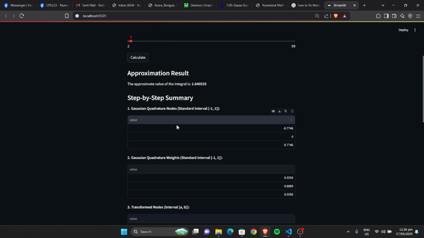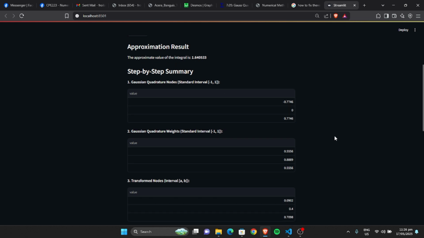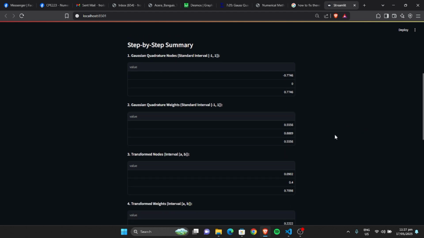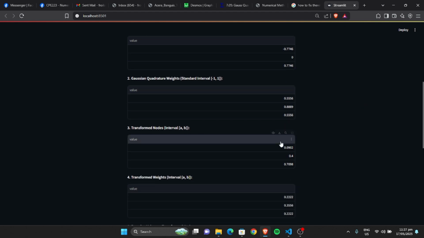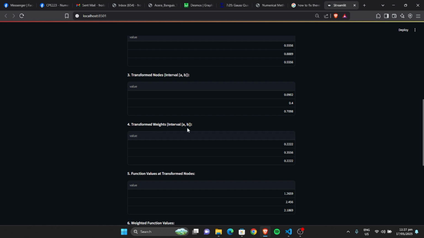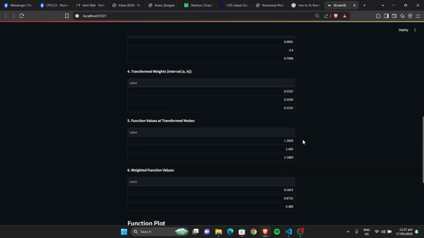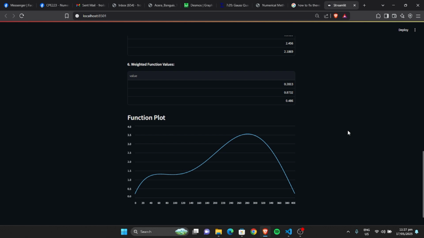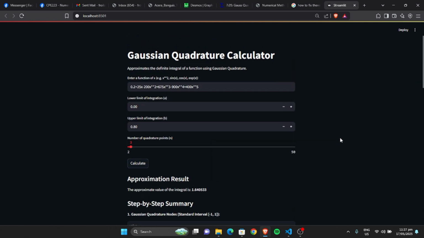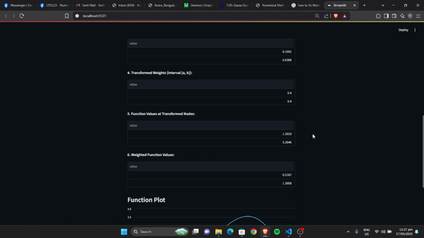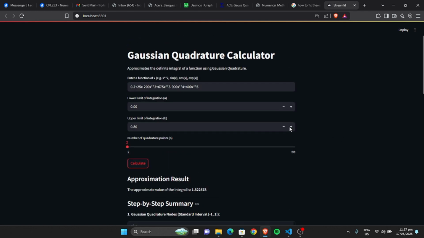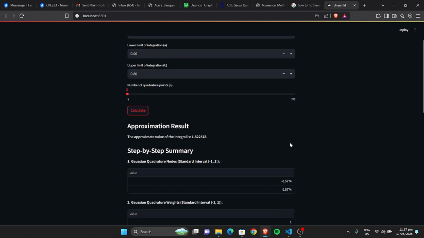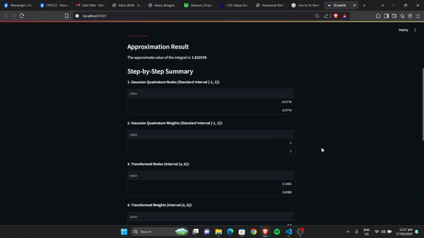So we have the standard interval from -1 to 1, which is -0.7746, 0, and also we have the weights. We also have the transformed nodes for interval AB, and also the transformed weights, function values, weighted function values, and also the function plot. So even if we put 2 here, the steps taken will also depend on the input the user puts, and also the steps taken for solving that Gaussian quadrature.